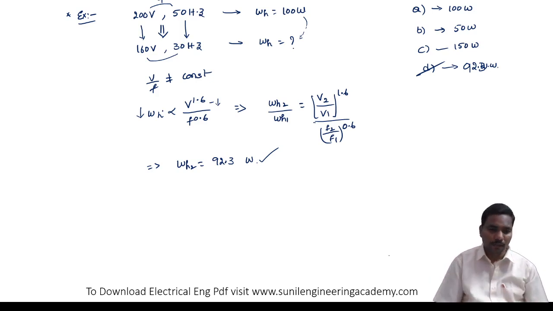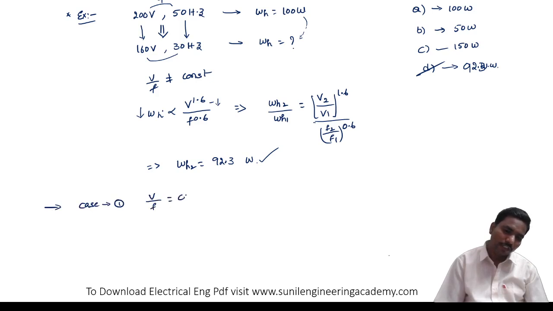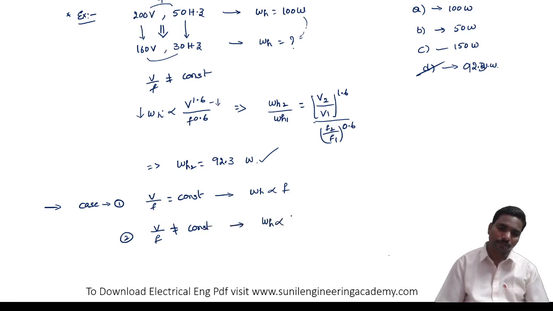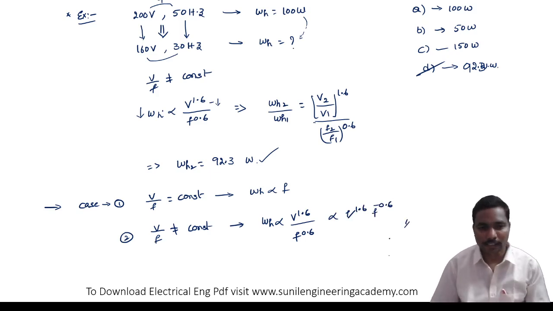So all of you clear? So finally what you can say, case 1, as V by F is constant, you get WH is proportional to frequency. If V by F is not constant, this WH is proportional to V power 1.6 by F power 0.6, or V power 1.6 into F power minus 0.6. Okay, so all of you clear, I think.